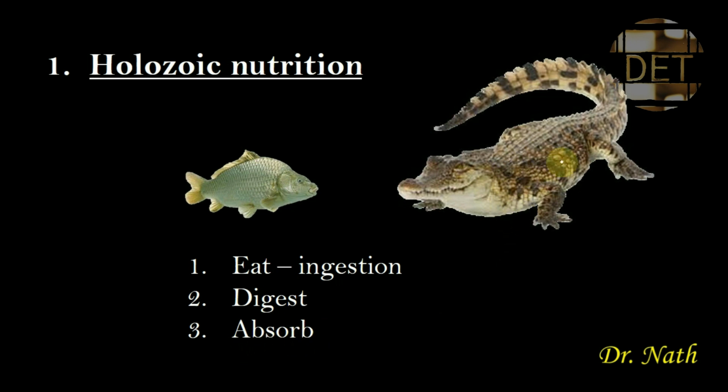So crocodile is a typical example of a holozoic animal. Crocodile feeds on smaller animals like fishes. So if a crocodile sees a fish, it will eat it, a process called ingestion, taking it into the body. It will digest it, and it will absorb it into the bloodstream. So this is what holozoic nutrition is all about. The organism eats its food as solid organic material, digests it, and absorbs it into the body.